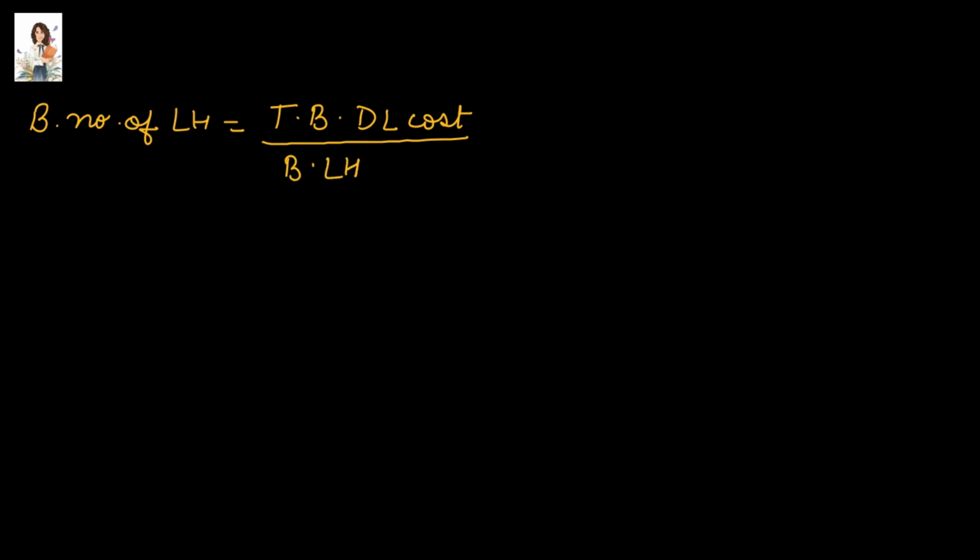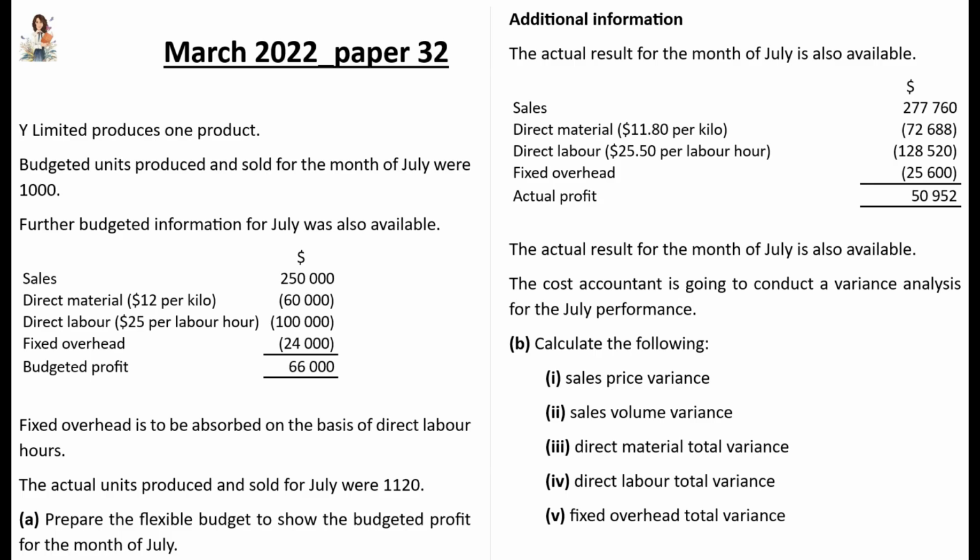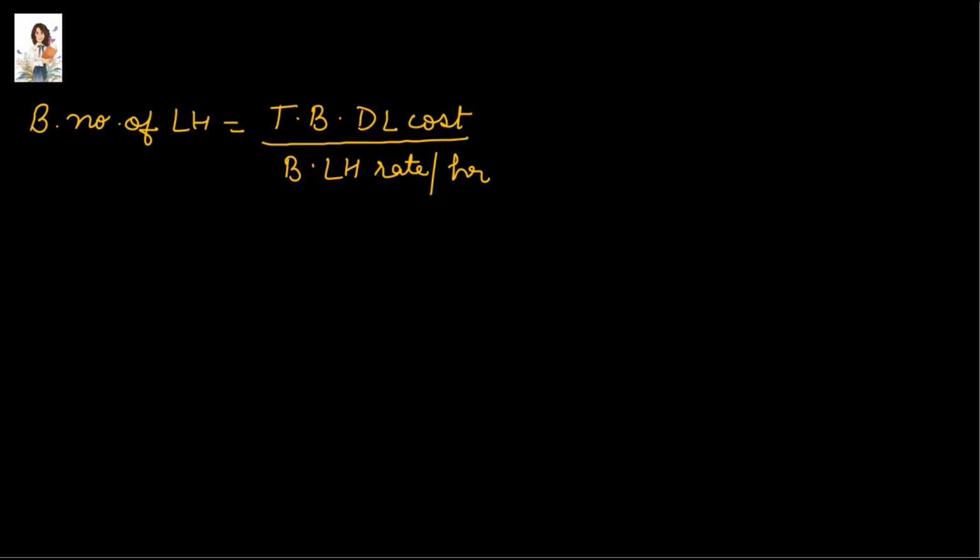Budgeted number of labor hours is equal to total budgeted direct labor cost upon budgeted direct labor rate per hour. Total budgeted direct labor cost is $100,000 and the budgeted direct labor rate per hour is $25. Putting these values in the formula, we get $100,000 divided by 25, and we get the budgeted number of labor hours, which are 4,000 hours.